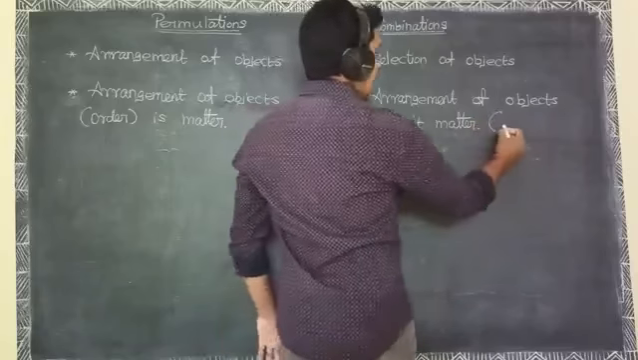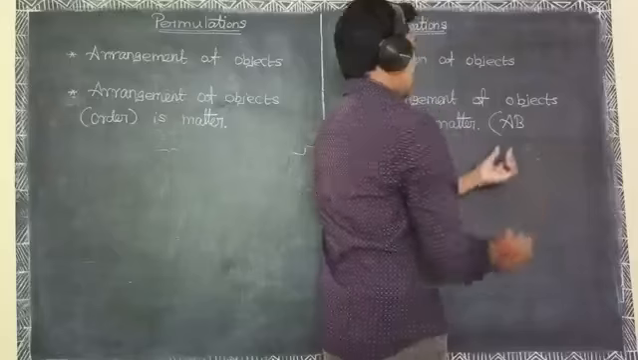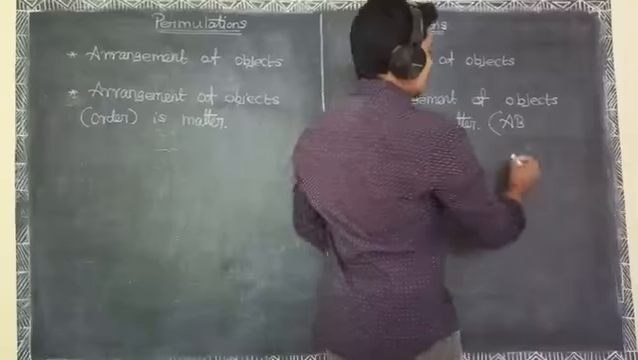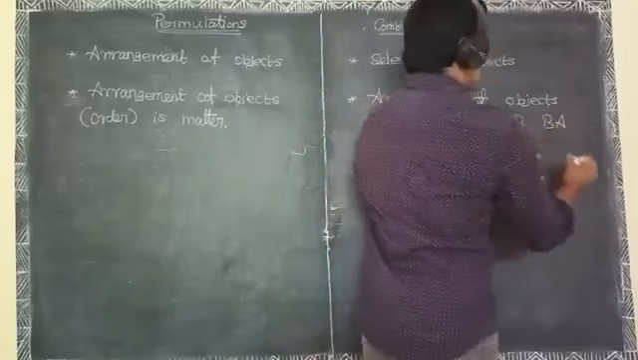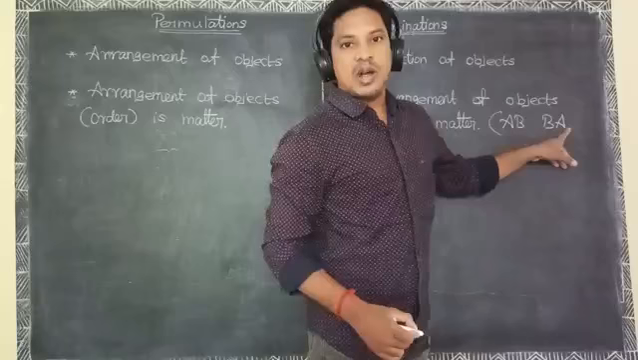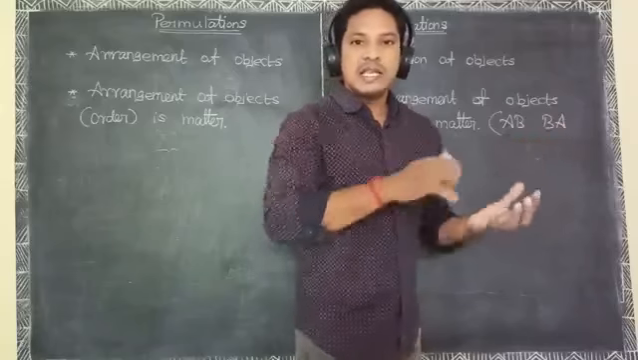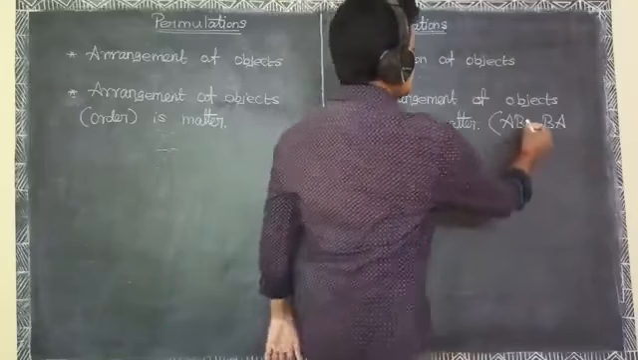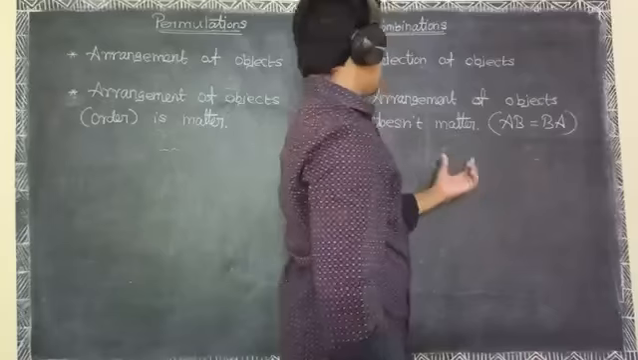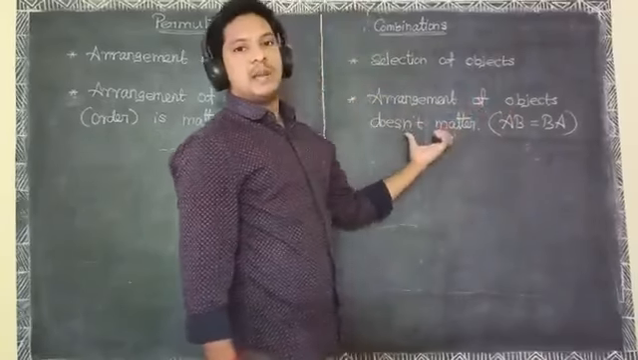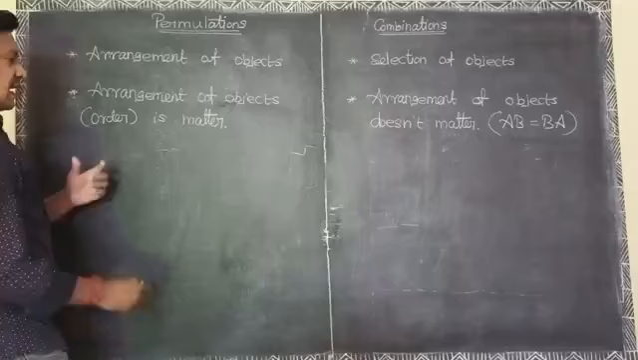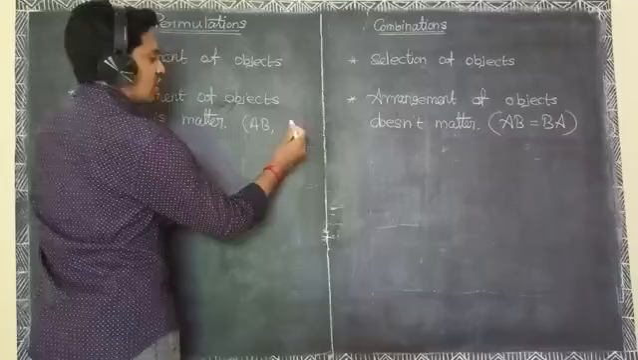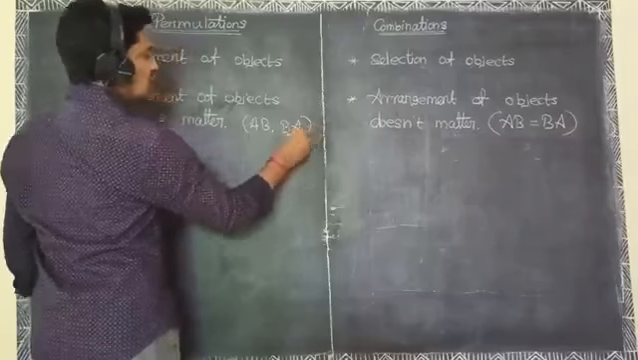Because A and B are objects, A is one object, B is another object. Then B A means B is one object, A is one object, that is both are the same selection. Here A B is equal to B A, both are the same, that is order does not matter. In permutations, A B is one arrangement, and B A is another arrangement.